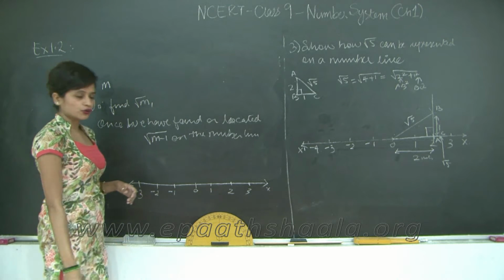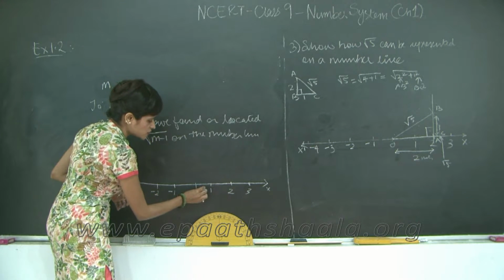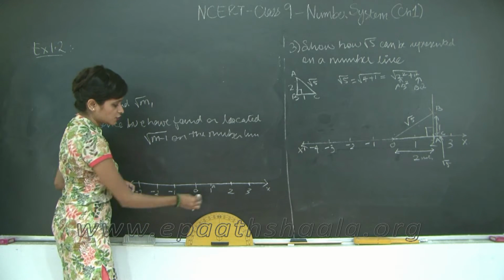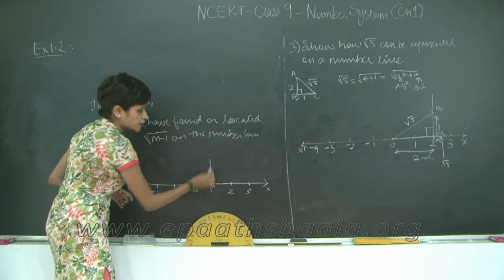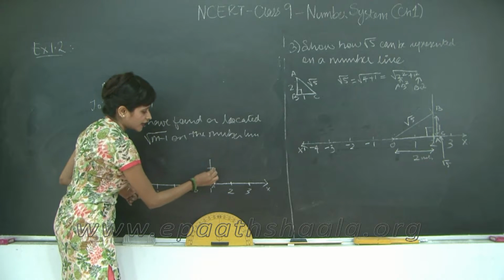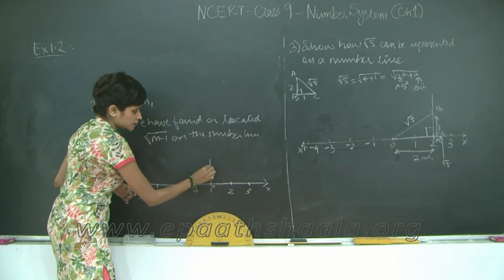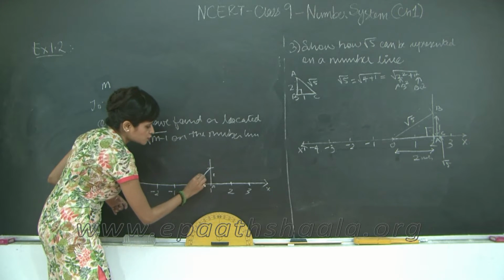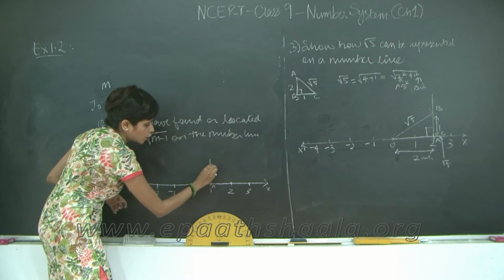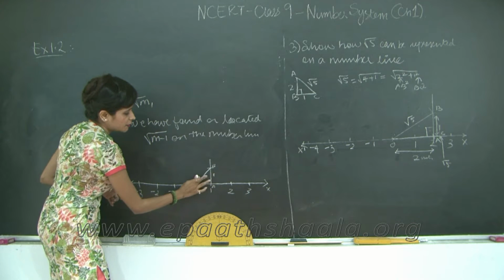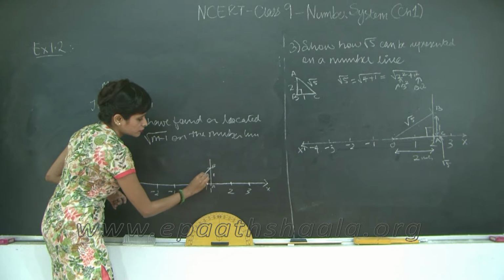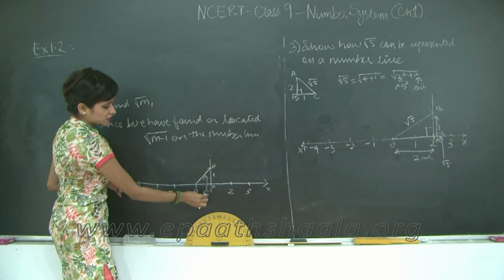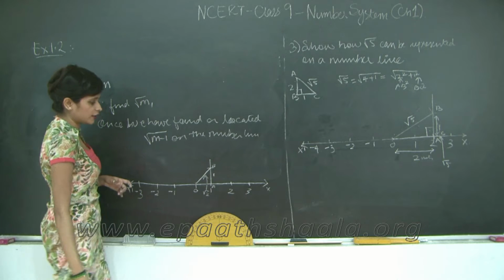So how did I draw root 2? How did I locate root 2? This was 1. This length OA from 0 to A was 1. I drew a perpendicular here. Then I cut an arc of length 1, right? So this length became my hypotenuse, which was root 2, right? OB became root 2. Note that this line OB is root 2 and not this point over here on the number line, okay?